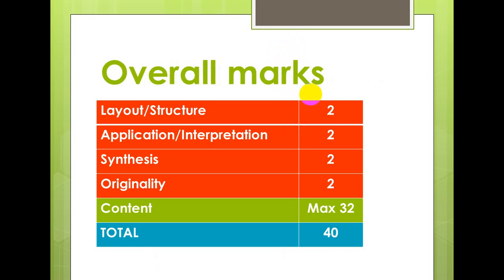So lastly, you have 8 marks for your lasso, you have 32 marks for your content, and that gives you a total of 40 marks. I always say to my kids, if you think writing 1 page is going to be enough, you are wrong. You need to write between 3 and 4 pages to ensure that you get the maximum content in and to give you the highest mark possible.